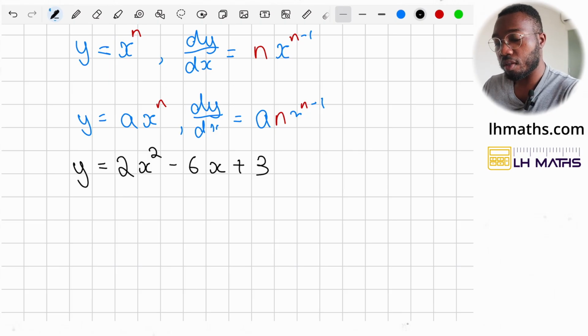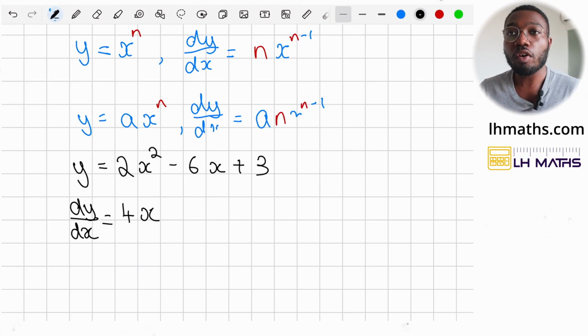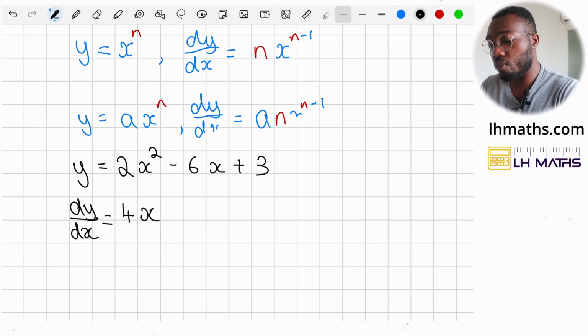So for this one, if we differentiate with respect to x, then we bring that 2 down. So we would get 4x. Now, if we change the power, we would get just x to the power of 1, and anything to the power of 1 is just itself. So we can just rewrite that as x. So it's just 4x. With this one, it would just be minus 6.